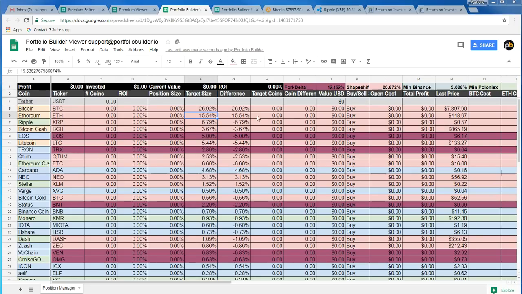Okay, so now it just updated. You can see we went from an 18 position up to a 27% position. And then down here at Zcash, we went from a 1.8 position down to a 1.09.